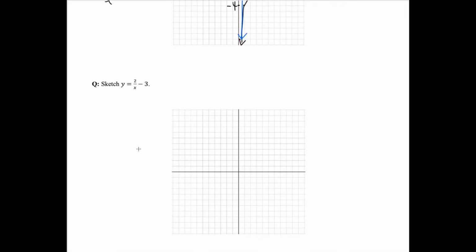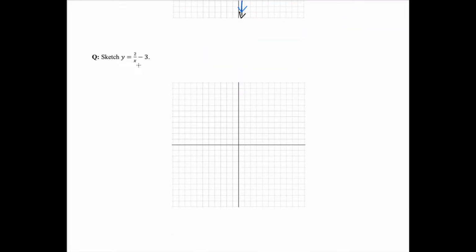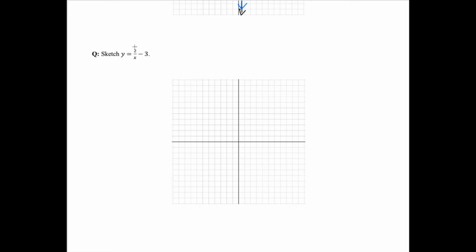Now, for the next question, we know that this graph is y equals 2 on x shifted down 3 units. So that means the horizontal asymptote is also going to be shifted down 3 units. So I'm going to draw the asymptote first. So 1, 2, 3. So that's the equation. y is equal to 3. Oh, sorry, y equals minus 3.